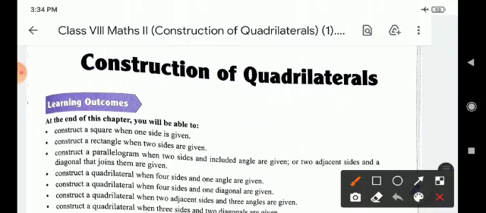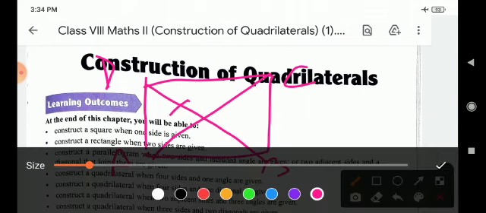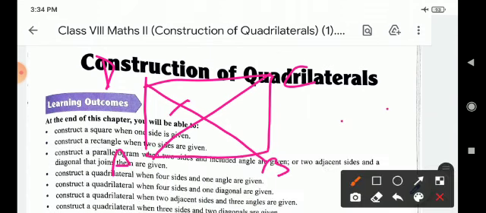Okay, children? Fifth point, diagonals. A, B, C, D. BD and AC are the two diagonals of the quadrilateral.